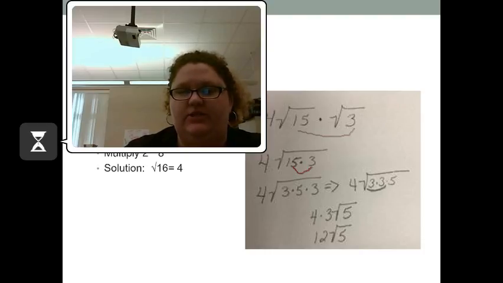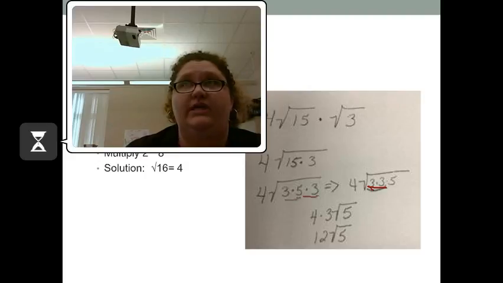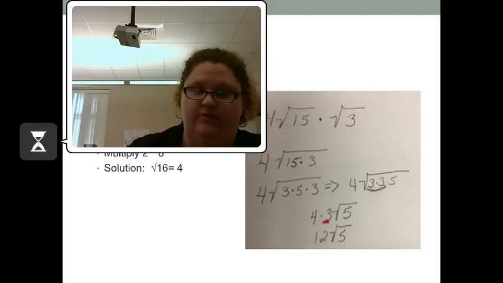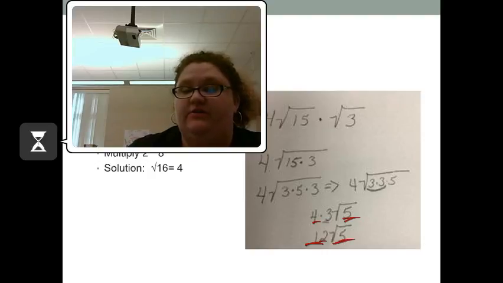What I did next was I took the 15 and broke it up into factors. 3 times 5 gives us 15, times the 3. Then over here I noticed that I have two 3's. Well, 3 times 3 is 9, or we can think of it as 3 squared. And since we're still dealing with radicals here, the square root of 9, or 3 squared, is 3. So we bring that 3 outside. You do 4 times 3, which gives you 12. And since the 5 is what we had left over underneath the radical sign, it stays under the radical sign. So your solution here is 12 times the square root of 5.